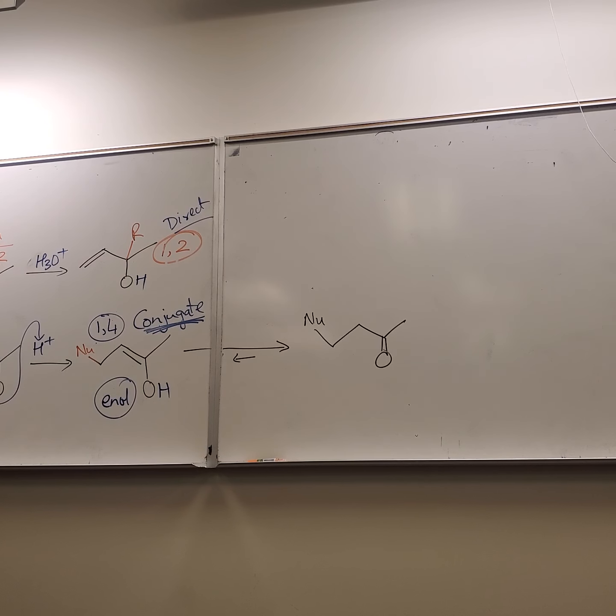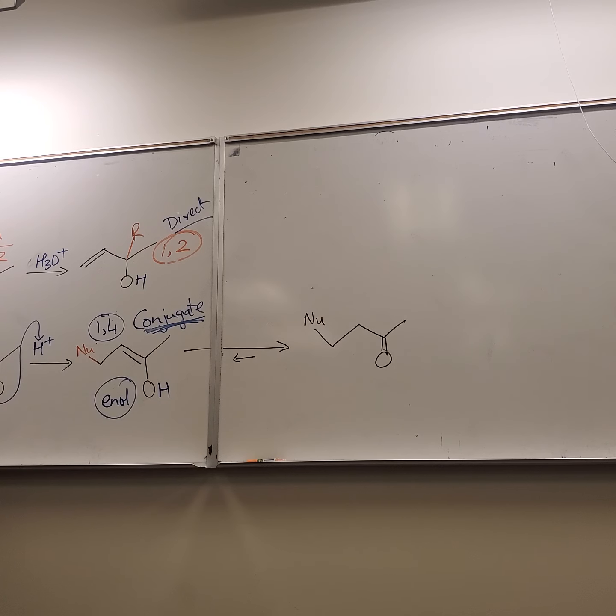Certain nucleophiles, no matter what, just do direct addition, such as Grignards. Grignards do not ever do conjugate addition because they're very strong nucleophiles. But then there are certain nucleophiles that, if they have an option, will go conjugate, not direct.